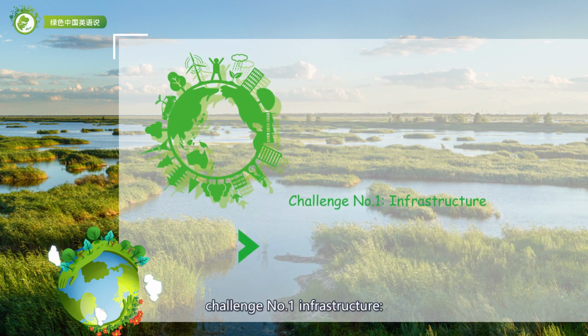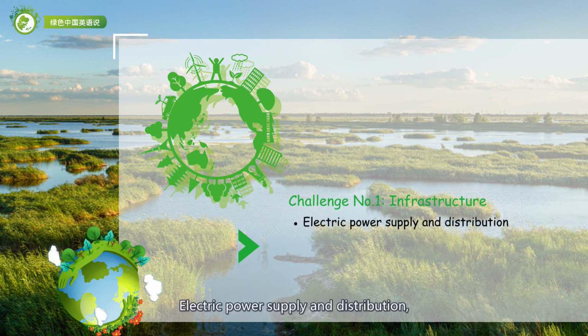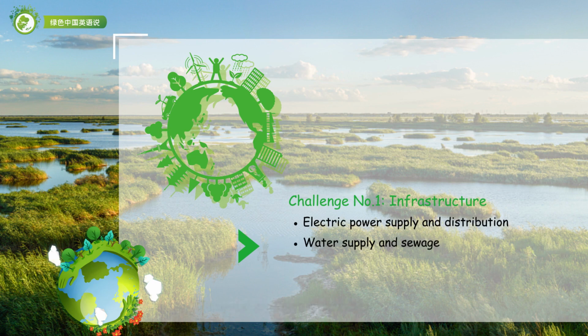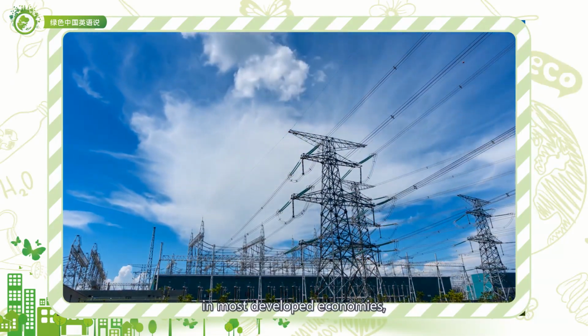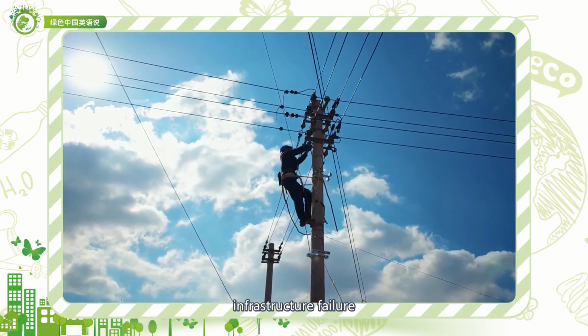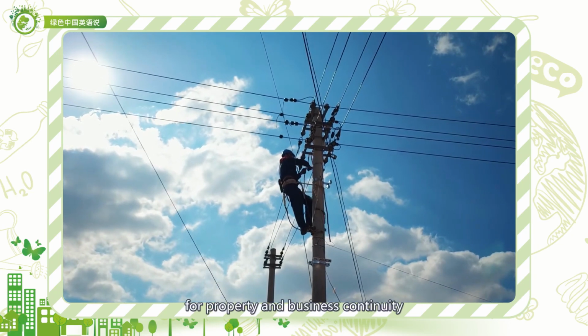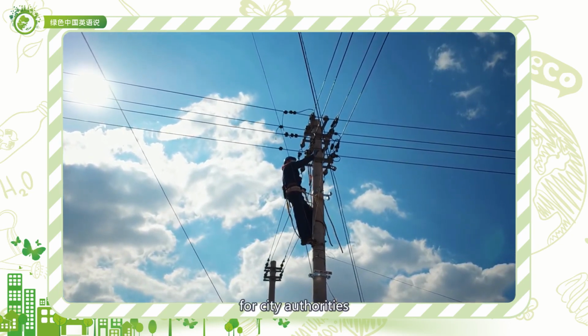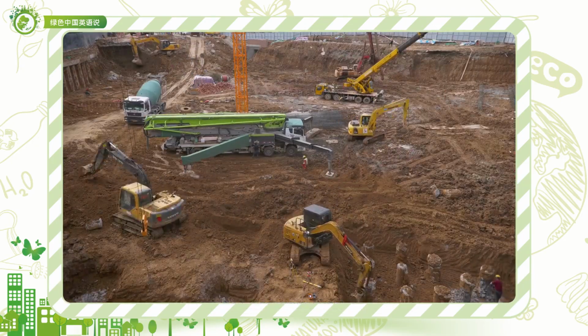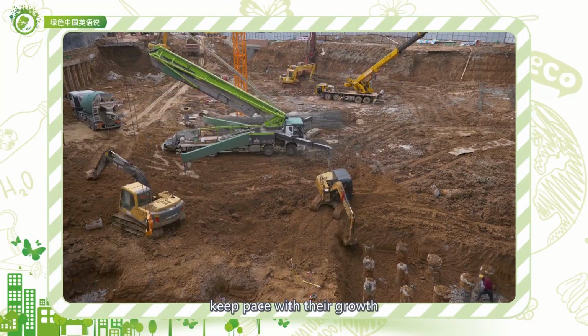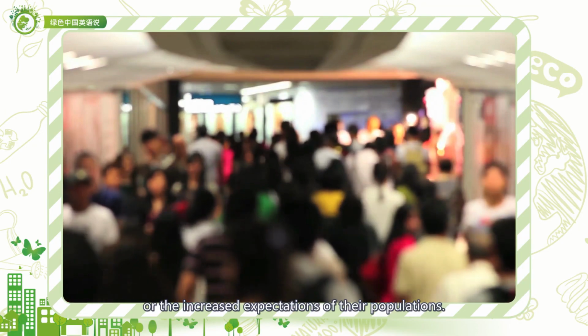Challenge number 1: infrastructure. Electric power supply and distribution, water supply and sewage. The availability and quality of infrastructure are at the core of many of the challenges faced by rapidly urbanizing cities in developing countries, while underinvestment is posing similar challenges in most developed economies. Infrastructure failure would have significant implications for property and business continuity for city authorities, as well as local and central government bodies. As cities expand rapidly, there is a risk that infrastructure will not keep pace with their growth or the increased expectations of their populations.